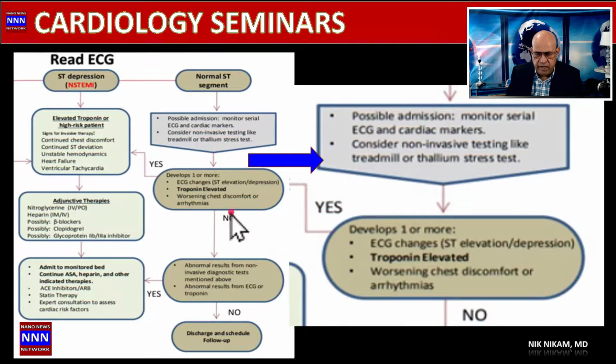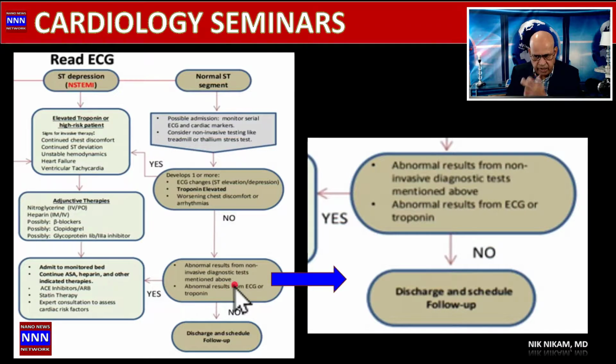If they are not having any troponin elevation and if they are not having persistent pain and the EKG remains stable, next we move on to the next level. That is, we perform non-invasive studies like echocardiography, stress tests of one type or another to see if there is any evidence of ischemia. If there is any evidence of ischemia, then they go into the NSTEMI category and we follow that protocol.